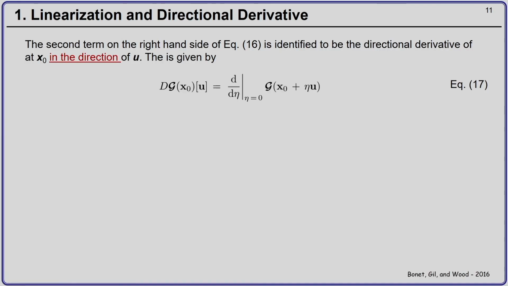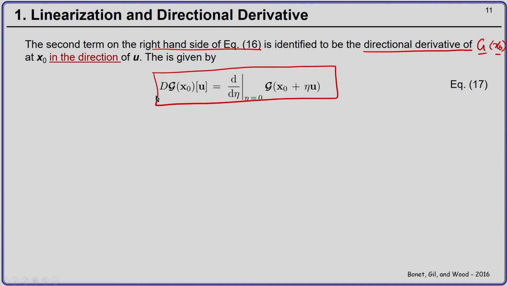Now, the second term on the right hand side of equation 16 is what is identified to be the directional derivative of g of x 0 at x 0 in the direction of u, and this is written as dg x 0 evaluated in the direction u, and this can be calculated using the following expression on the right hand side.